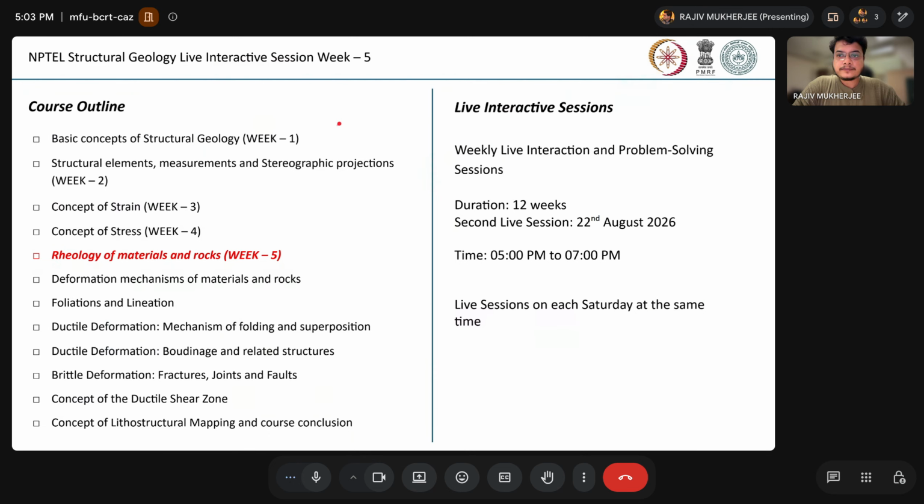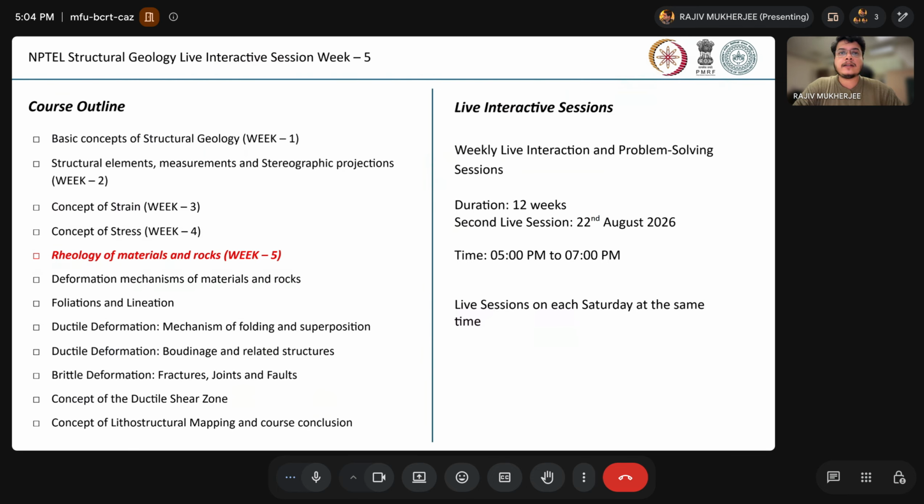So this is the basic outline of the course. We started with basic concepts on structural geology. That was week 1, and then we moved on to measuring structural elements and how they are plotted in stereographic projections. That was the content for week 2, and then we slowly started to enter the domain of deformation and the main causes or the main drivers of deformation.